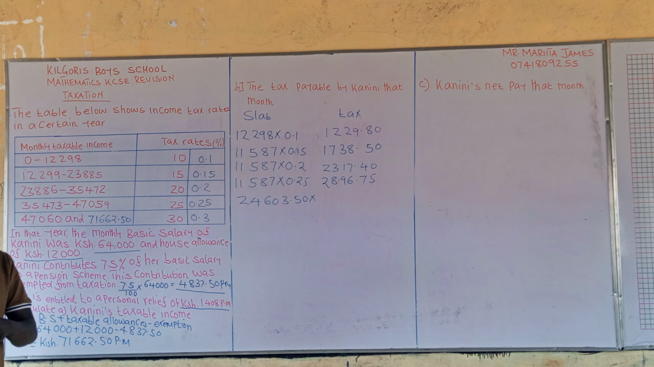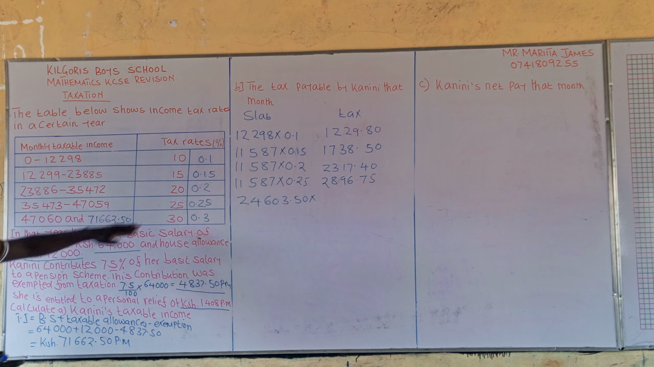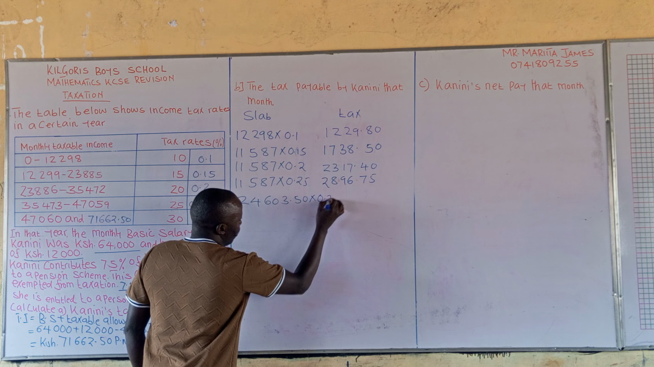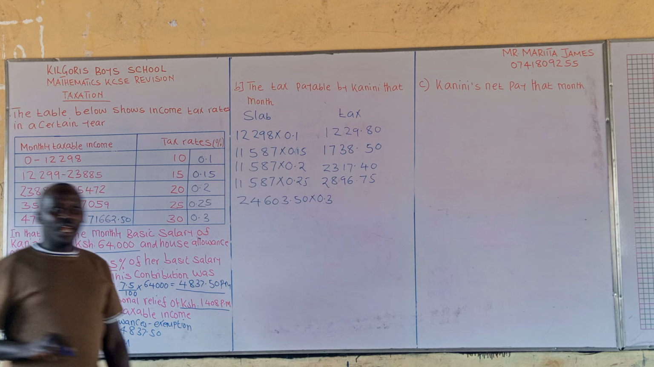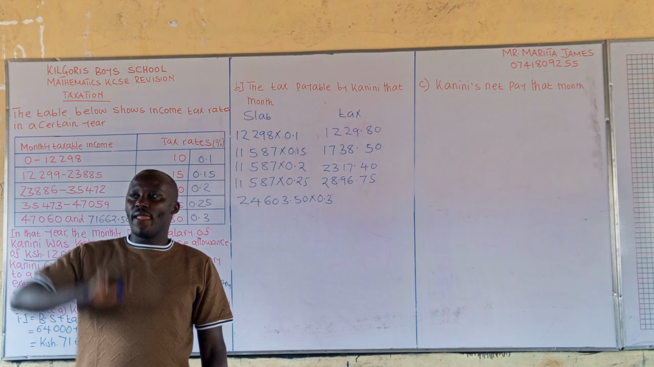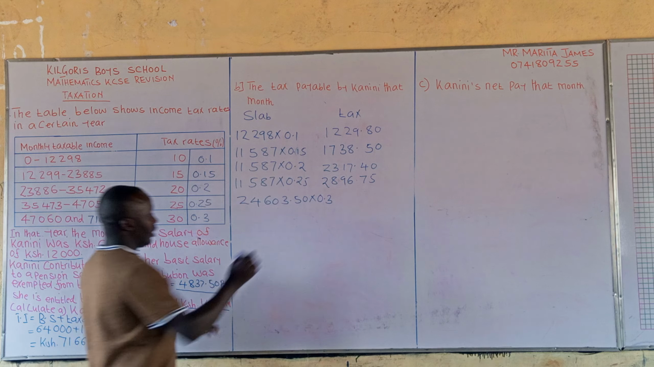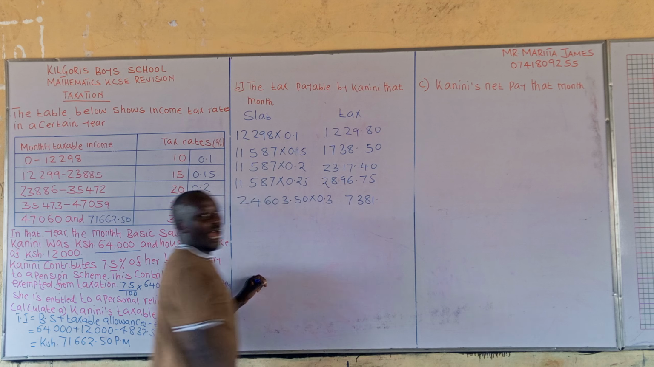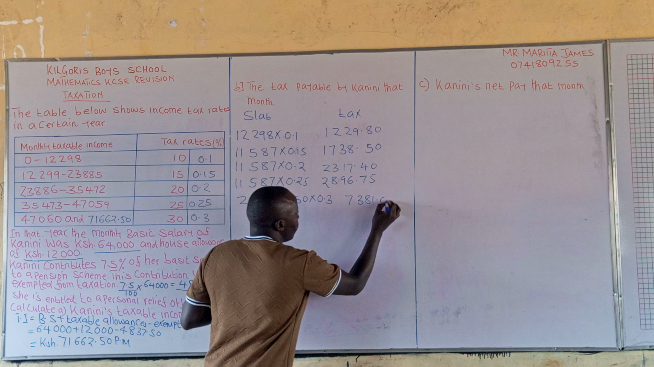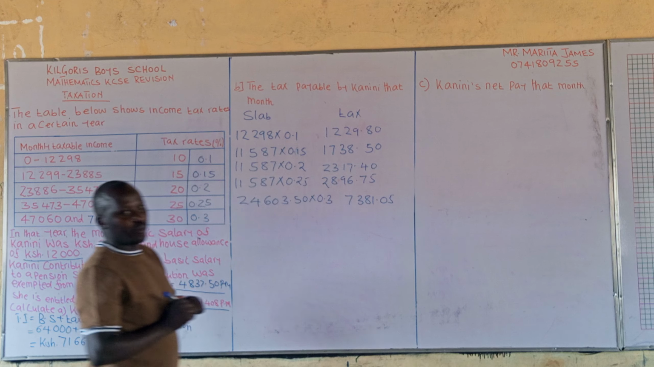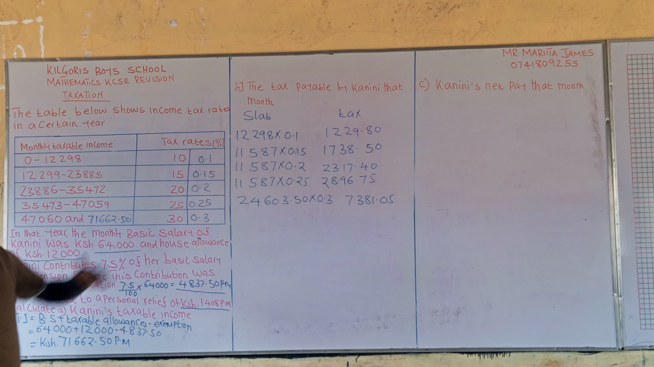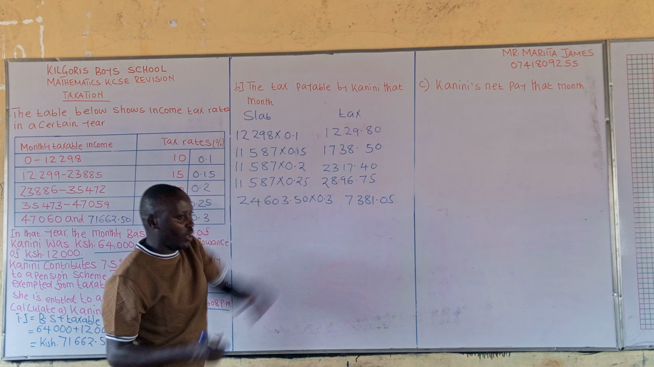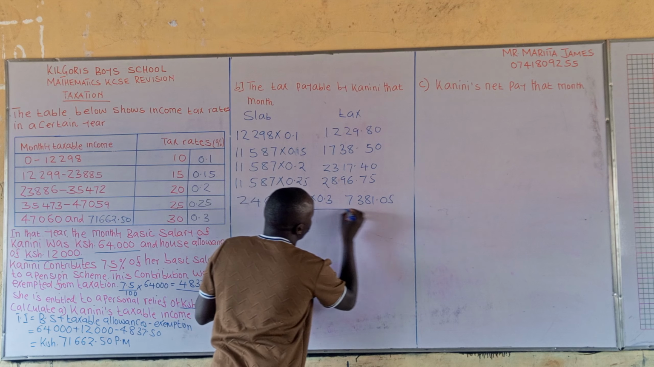In that case now, we are supposed to multiply by this rate of 30%. 30% is 0.3, and that value will be equivalent to 7,381 and then of course you have 0.5 cents. So how do you get now the total? The total, you take this one plus this one plus this one plus this one.